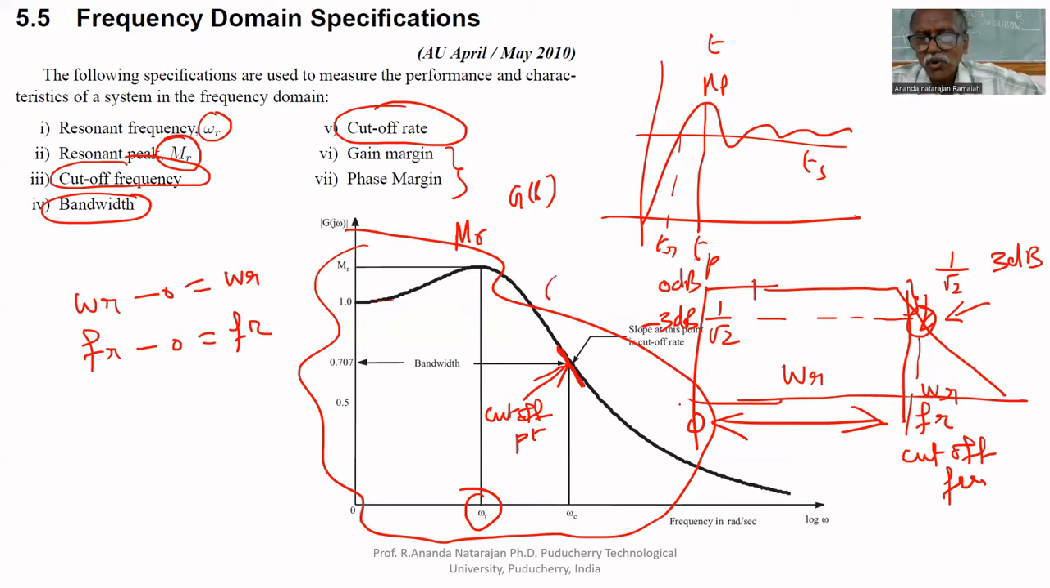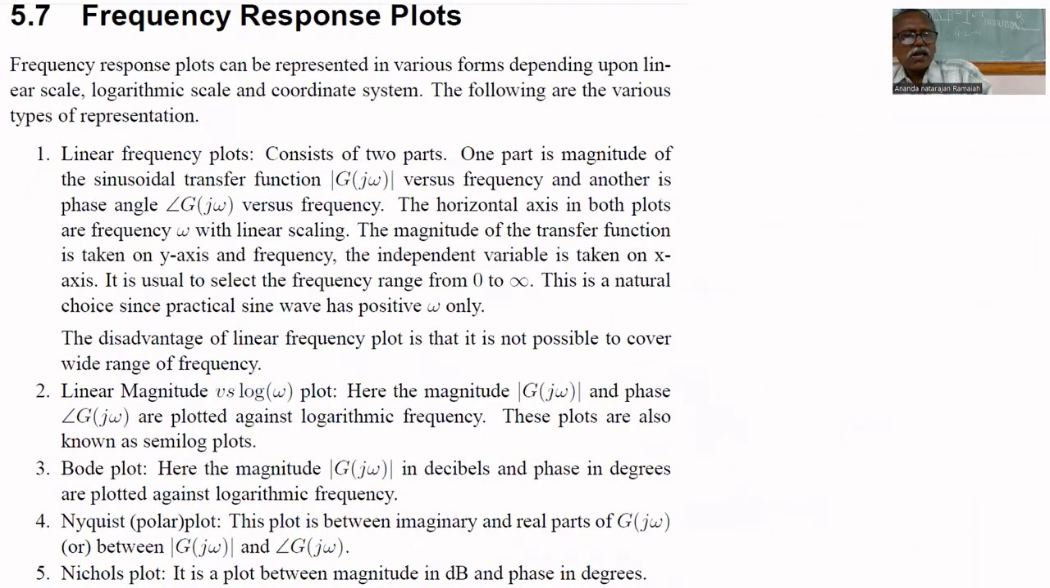The distance between 0 and cutoff frequency, omega R, is called bandwidth. The bandwidth is omega R minus 0, that is equal to omega R. If we are talking in terms of hertz, then it is FR minus 0, that is equal to FR. The slope at the cutoff point is called cutoff rate. Gain margin and phase margin are relative stability measures that we will see later. The frequency plots, there are 5 different frequency plots.